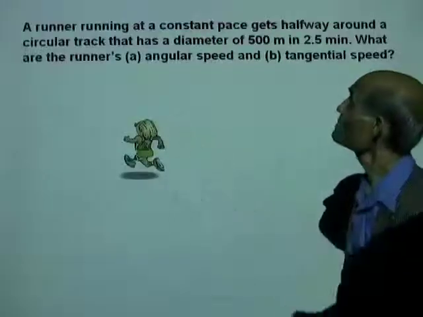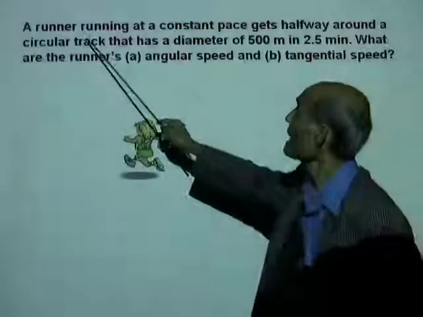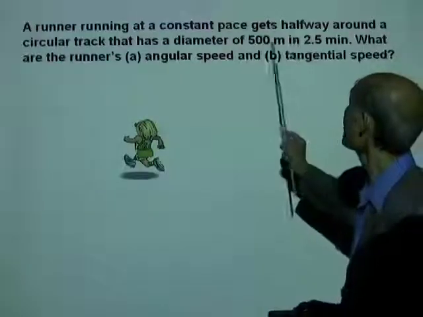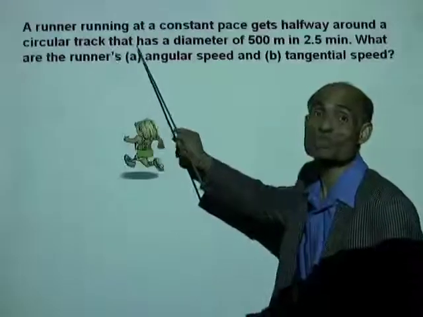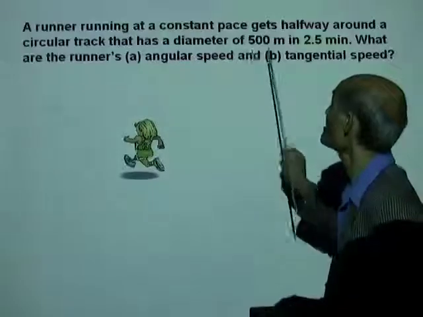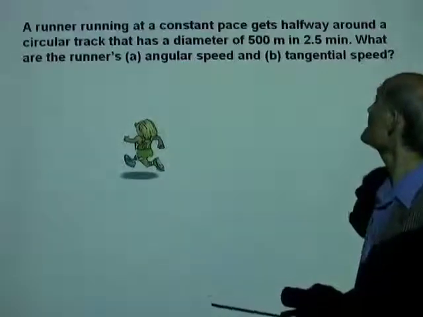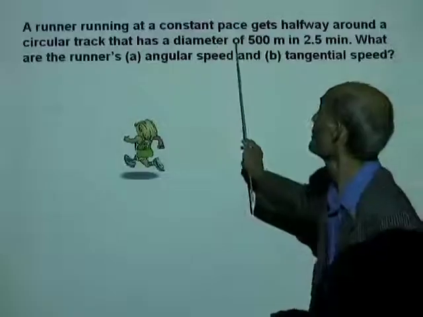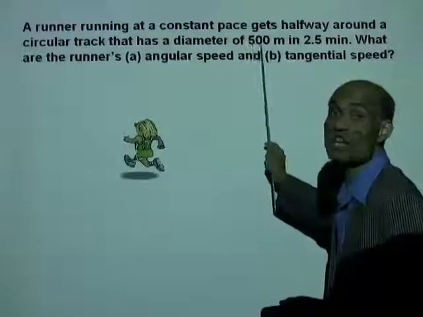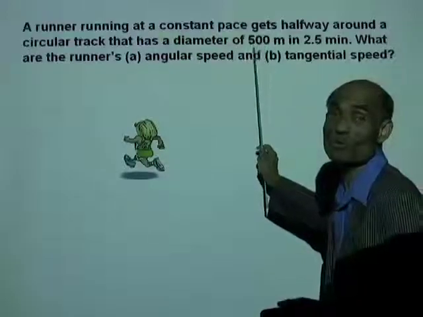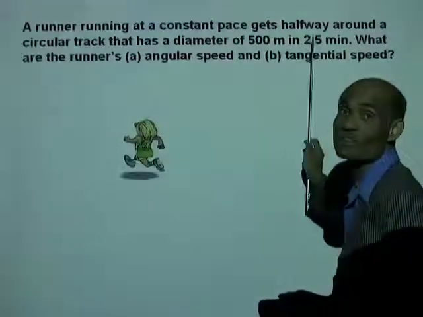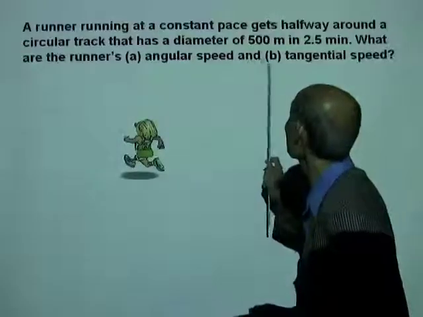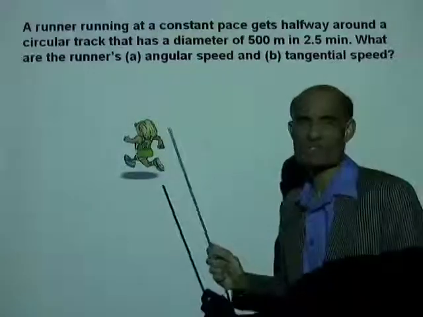Okay, let's do a small problem. A runner running at a constant pace gets halfway around a circular track that has a diameter of 500 meters in 2.5 minutes. In other words, the linear distance traveled, you can calculate in that time. What are the runner's angular speed and tangential speed?